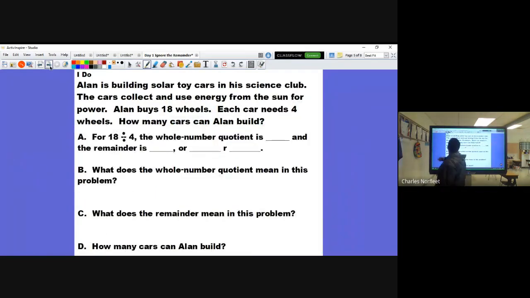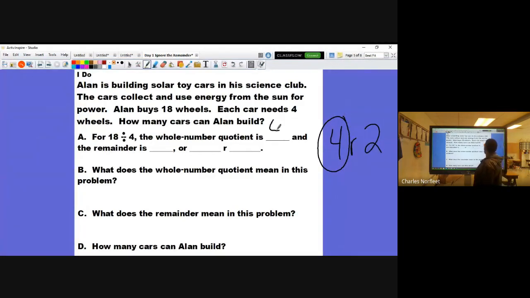All right, so now here it says for 18 divided by 4, the whole number quotient. We're talking about the number that is not the remainder. Remember, our answer was 4 remainder 2. So the whole number quotient, or the whole number answer, is 4 here. And the remainder is 2. So that whole answer is 4 remainder 2.